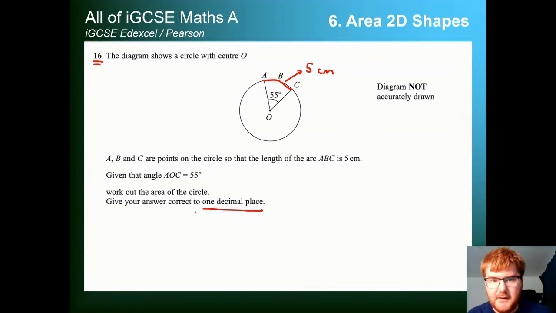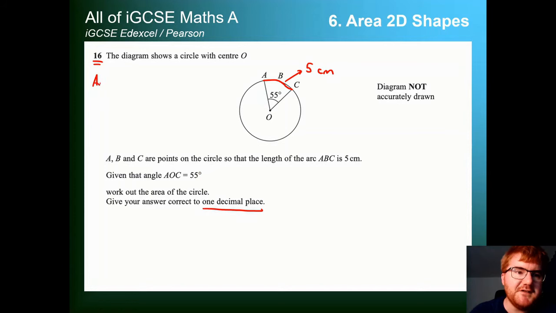So with this in mind, the formula for the arc of a circle is equal to angle divided by 360. Worth remembering, this is on my IGCSE cheat sheet. If you type that into YouTube, you'll find it.